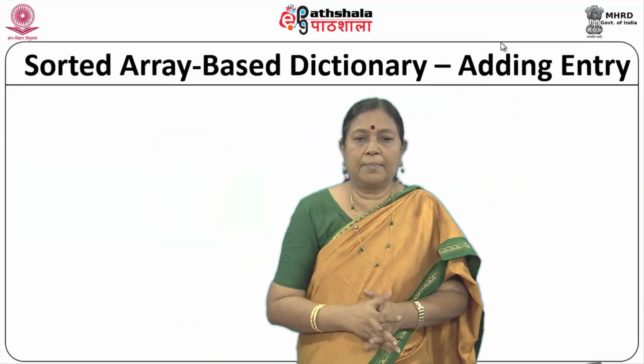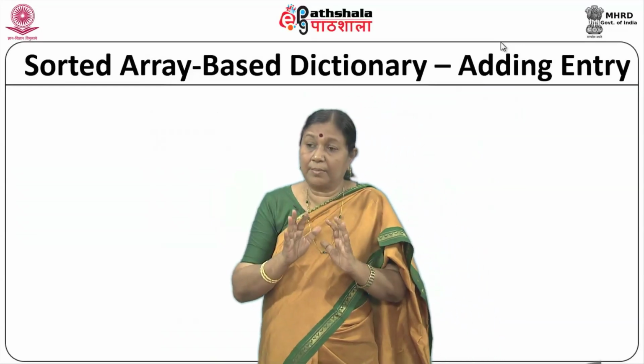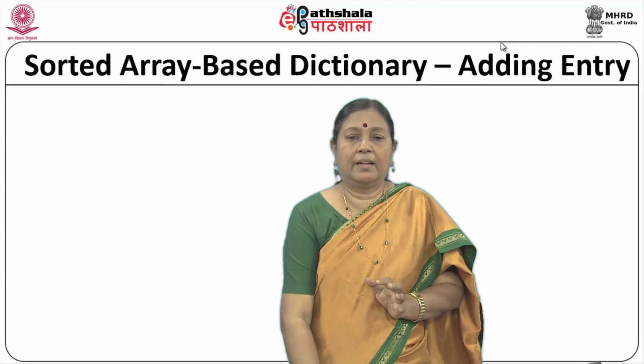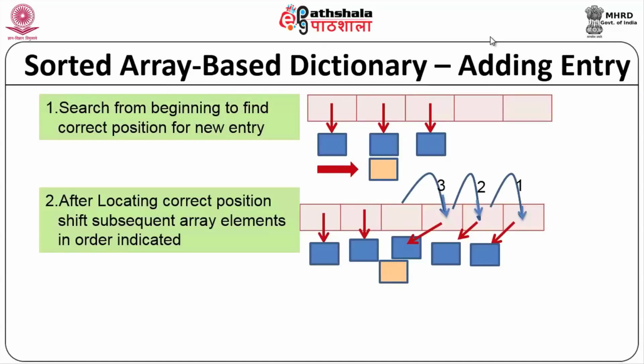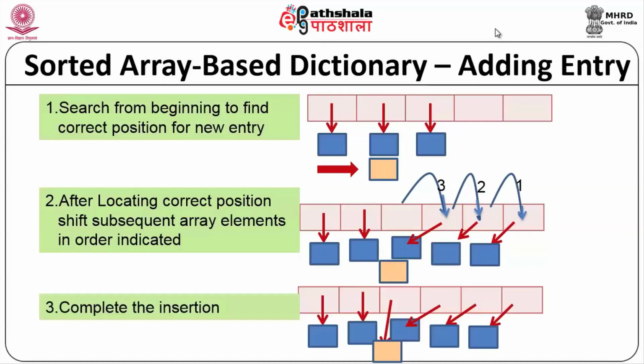Now, the sorted array based dictionary, again we are still talking about array based. You can add an entry. So, search from the beginning and find where you want to add. You find this is the place you want to add. So, you have to shift the elements towards the right, so that you find a position where you can add, and then it is added. After locating and subsequent shifting, you complete the insertion.